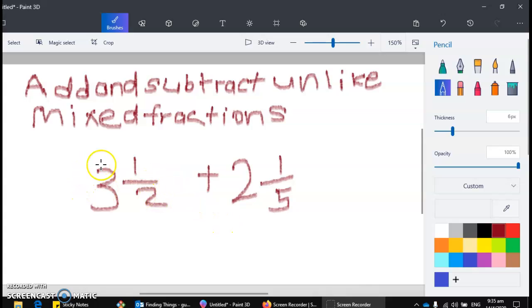Hello everyone. Okay, today's topic will be add and subtract unlike mixed fractions. Questions like this, I will do some examples with you step by step.